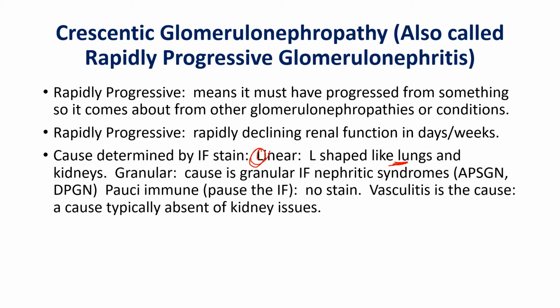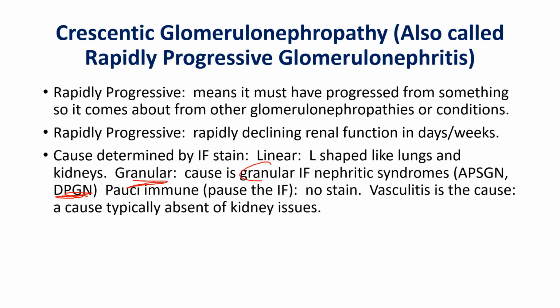So that will help you remember Goodpasture syndrome. Next, granular. Now, I had already told you, granular, the cause is granular immunofluorescence nephritic syndromes. We talked about one of them already. We haven't talked about diffuse proliferative, but we're going to get to it.